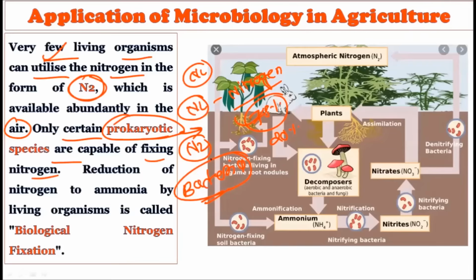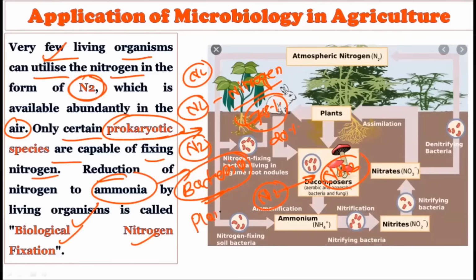So if the plants require nitrogen, they are dependent on prokaryotic species like bacteria, which are microbes, for nitrogen fixation. So the reduction of N2 present in the atmosphere and conversion of this N2 into NH3, that is ammonia, by a living organism, this process is called biological nitrogen fixation. And this biological nitrogen fixation is done by the microbes. This is done by bacteria, because these bacteria have the ability to directly trap the atmospheric nitrogen and convert it to ammonia, nitrate or nitrite, which can be used by the plants.